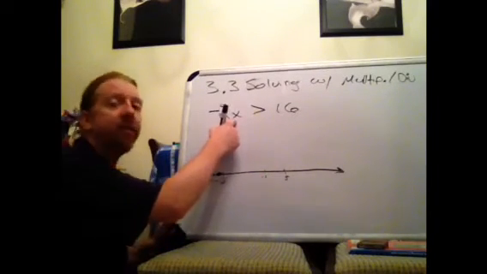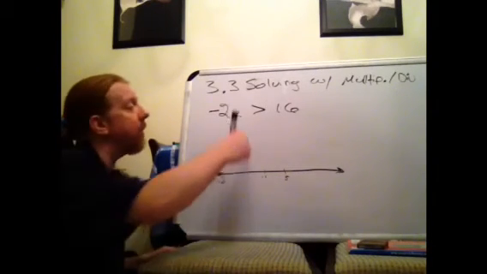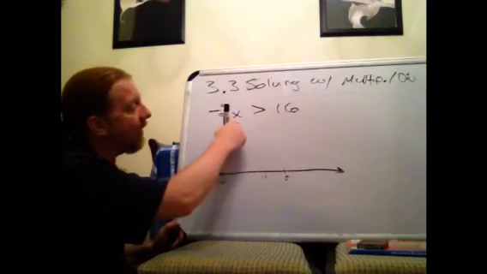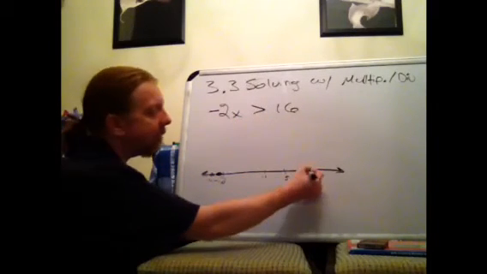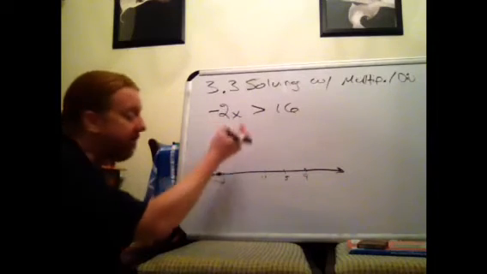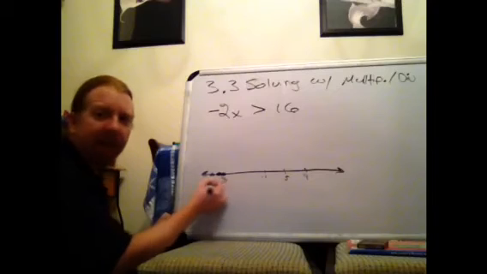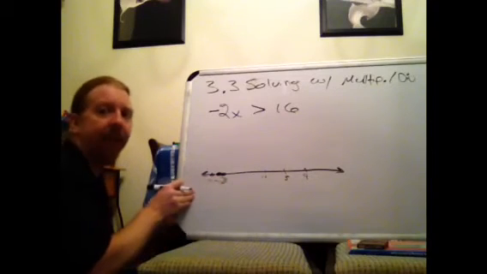How about negative 9? It seems like this is a good region. Let's try positive 9. Positive 9 gives negative 18, not greater than 16, so that positive 9 is out. But negative 9 checks out. So I'm starting to see it's all going to be down in this region, this very negative area.